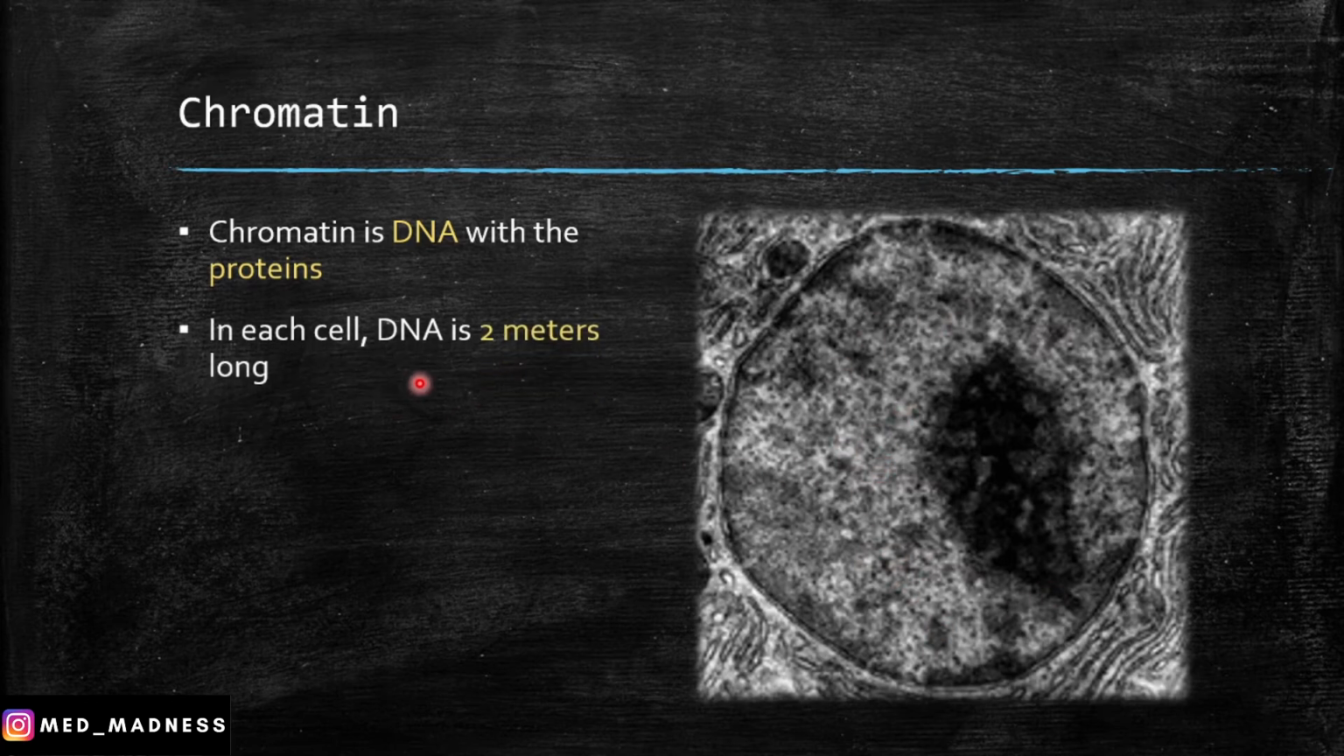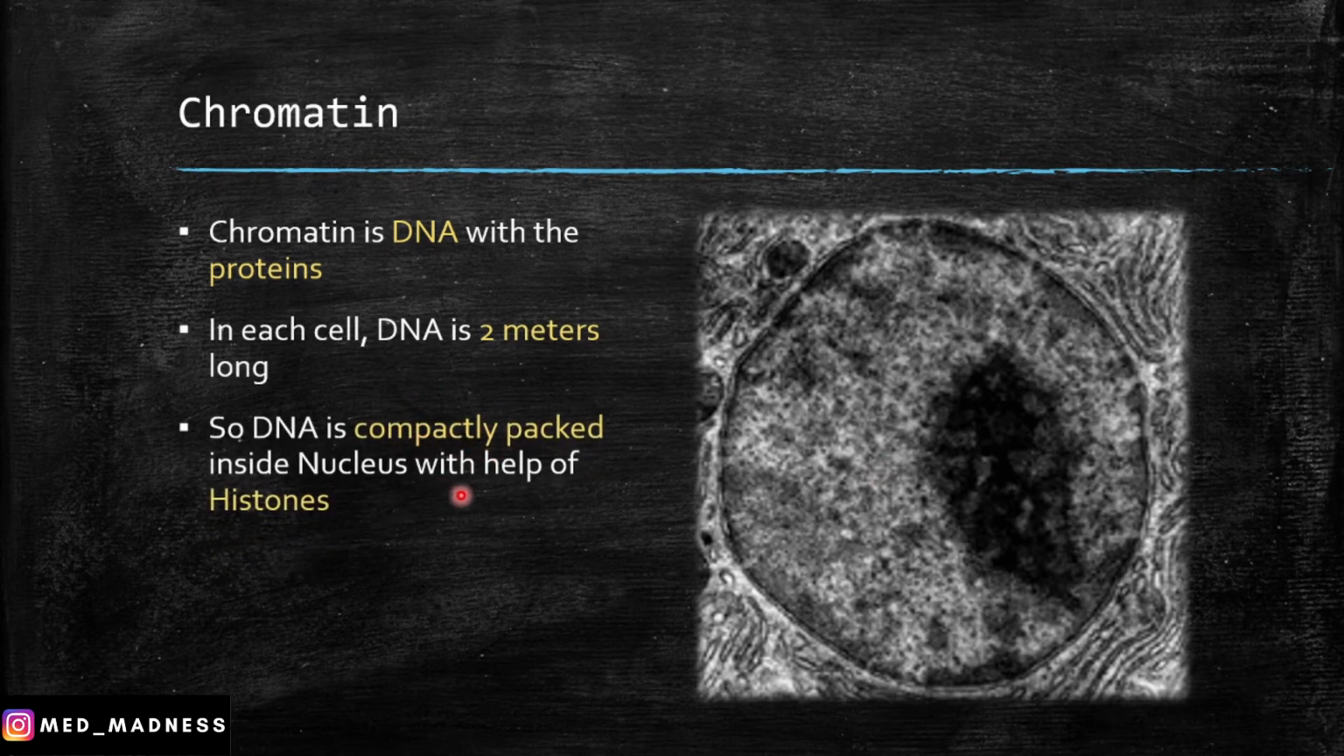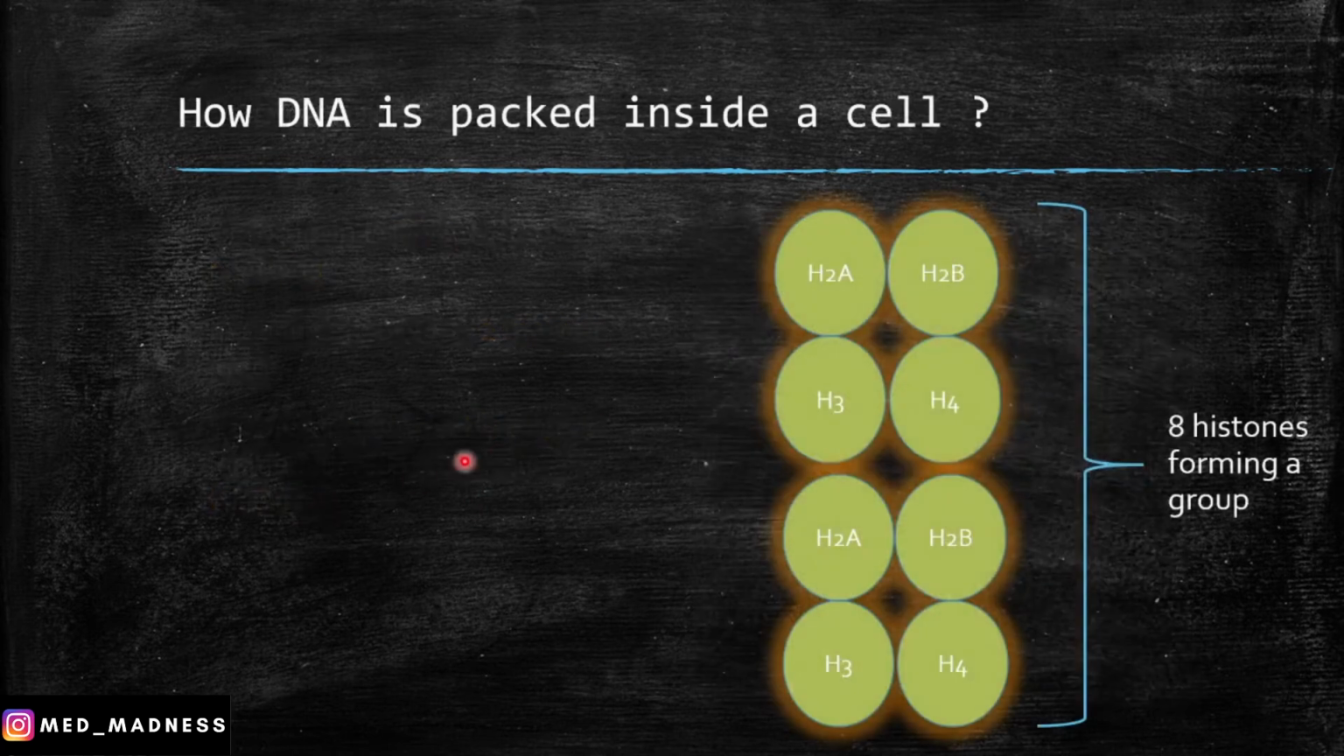In each cell the DNA is 2 meters long, and the DNA is compactly packed inside the nucleus with the help of histones. Amazing, right? And these are the histone proteins. There are about 5 histones we know of: H1, H2A, H2B, H3 and H4.